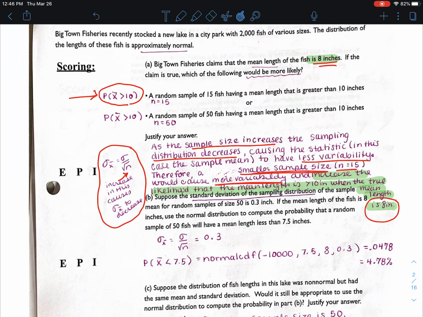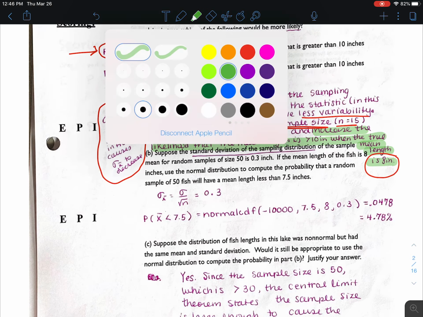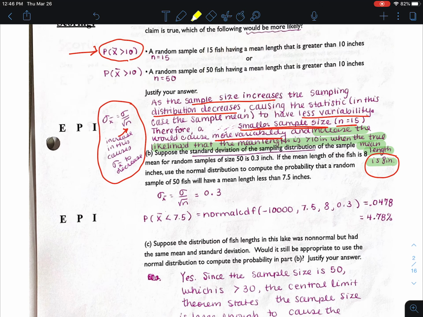Okay, now in letter B, I feel like they threw a little bit of a curveball at you. You had to read very carefully. It says, suppose the standard deviation of the sampling distribution of the sample mean for random samples of size 50 is 0.3 inches. So they are already giving you the standard deviation of the sampling distribution. You don't need to plug that into the formula or try to take something divided by the square root of 50.